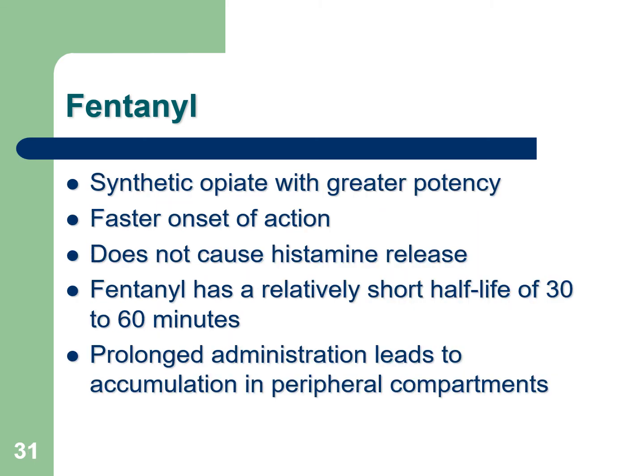As I mentioned before, fentanyl is a synthetic opioid, but it also offers some greater potency. The benefit of fentanyl is that it has a faster onset of action, so it can relieve pain much faster than morphine. It does not cause histamine release, and you realize that histamine release actually makes you hypotensive. It has a relatively short half-life of 30 to 60 minutes, but some of the problems with fentanyl is that it has a prolonged accumulation in fat cells in the body.